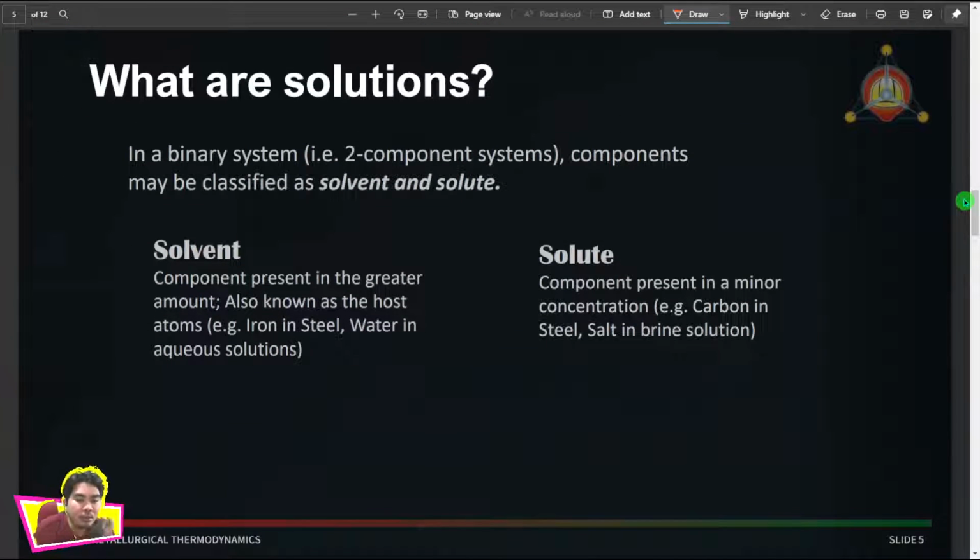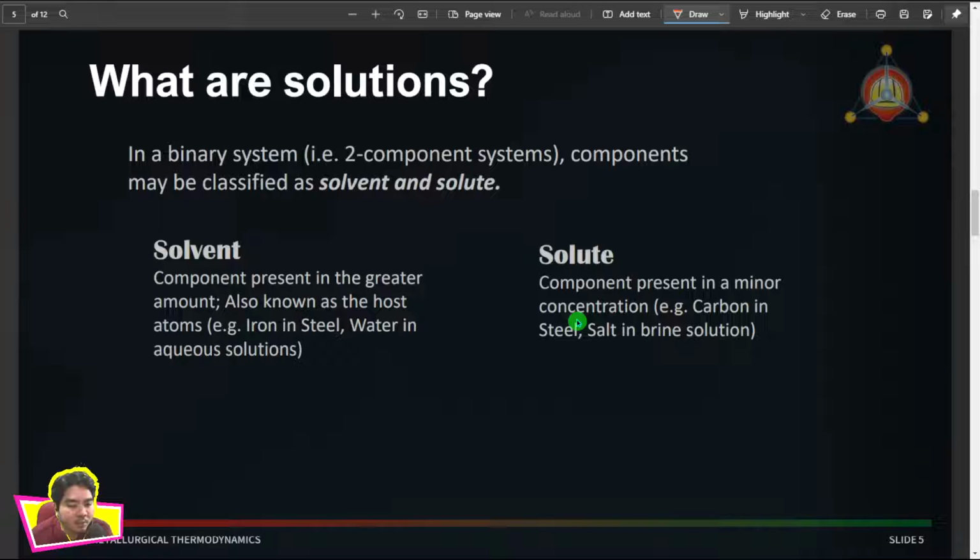So in solutions, usually binary solutions yung pinaka-common, no? Kasi madali siyang i-imagine. Pero we can extend these definitions even to multi-component systems. No? So pagka sinabing binary, it's a two-component system and we can classify the components as either a solvent and a solute. Okay? Pagka sinabing solvent, siya yung component that is present in greater amount.